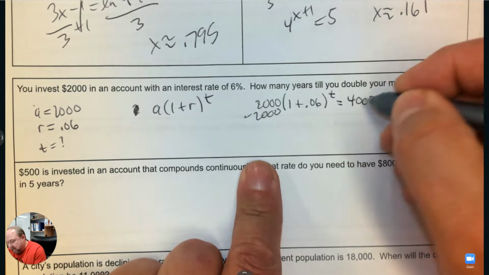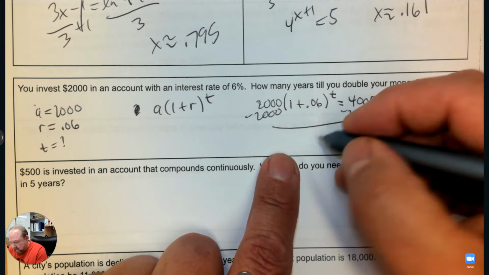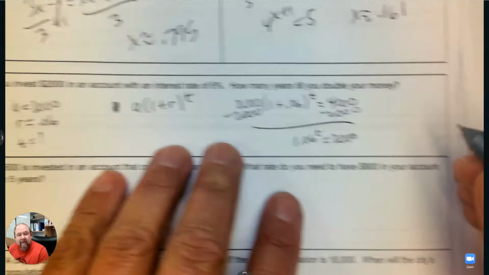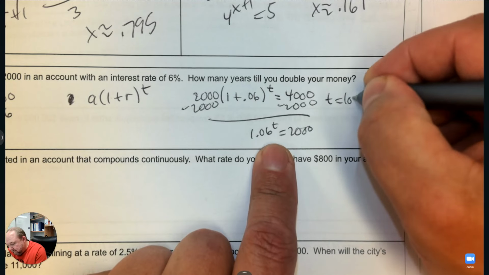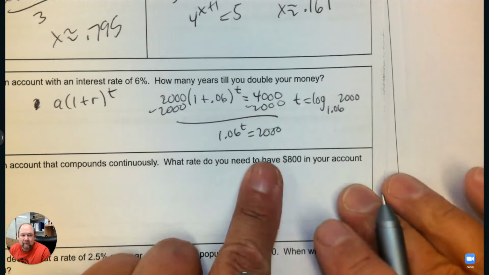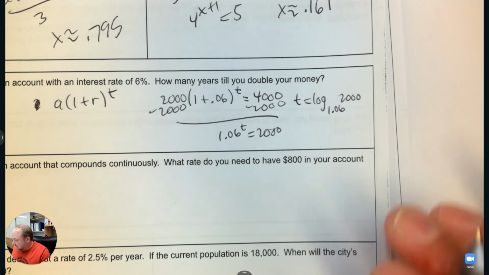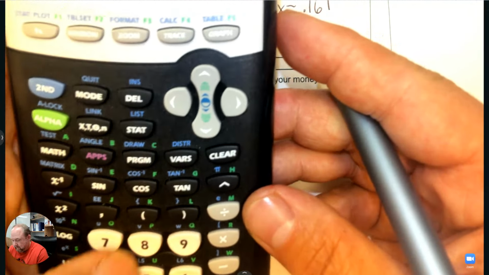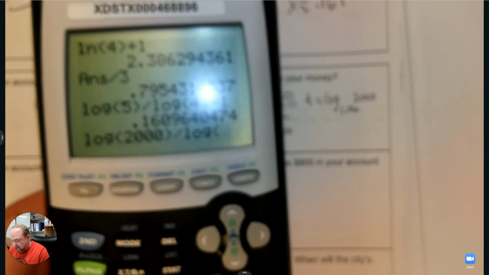So I'm going to subtract 2,000. 1 plus 0.06, you can use a calculator. It says 1.06. And then we need to use a logarithm to solve this. So the base is 1.06, and then what goes inside is 2,000, and that will tell me how many years it would take to double your money. So this is what I'm going to type in the calculator. Log 2,000 divided by log 1.06.